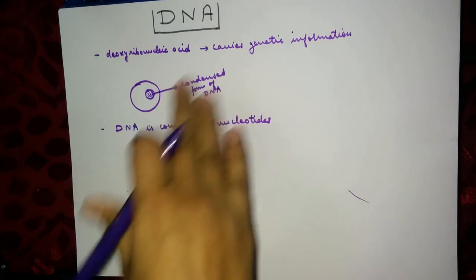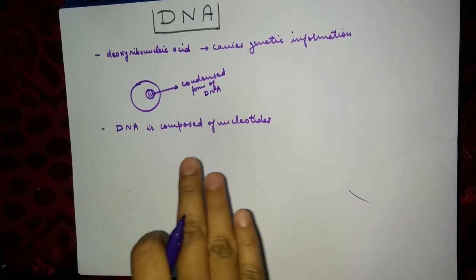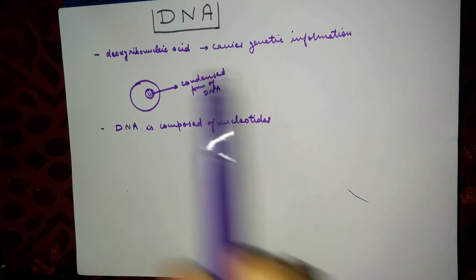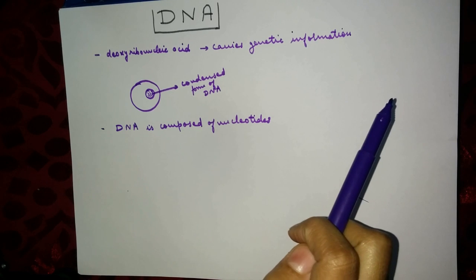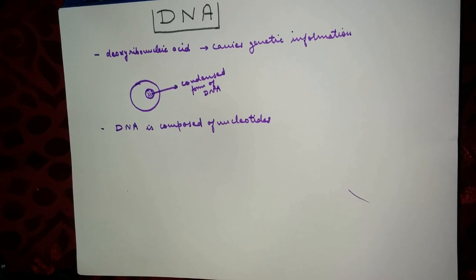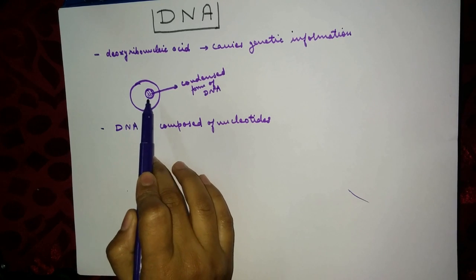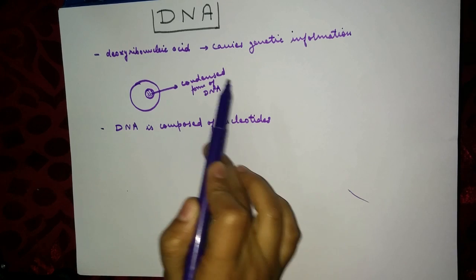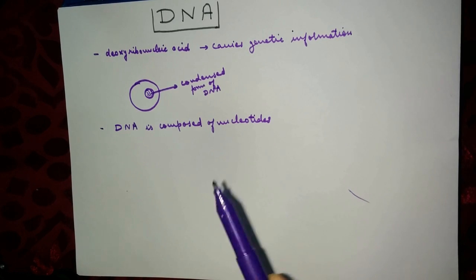First, let us just summarize what we have done till here. DNA stands for deoxyribonucleic acid, and it carries all the genetic information which is required for the development, functioning, and reproduction. Our cells contain a nucleus, which contains chromosomes, and these chromosomes are the condensed form of DNA. So now let's move further.